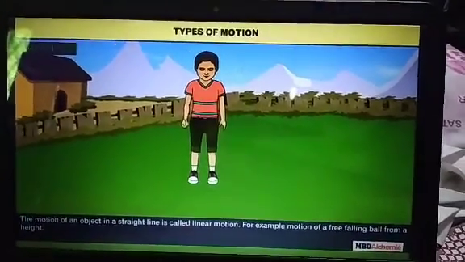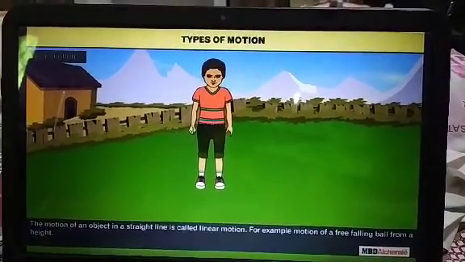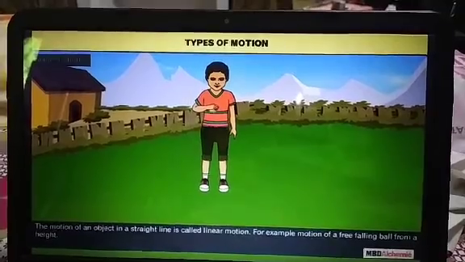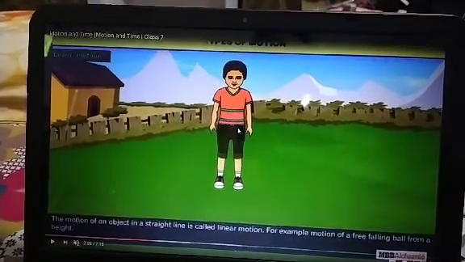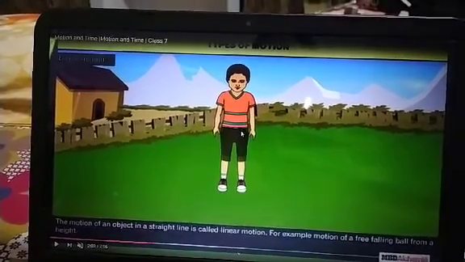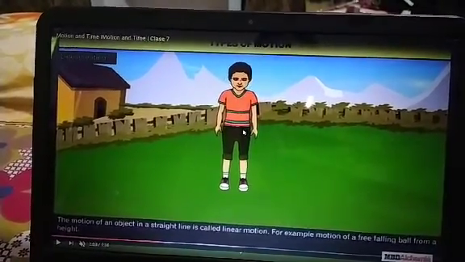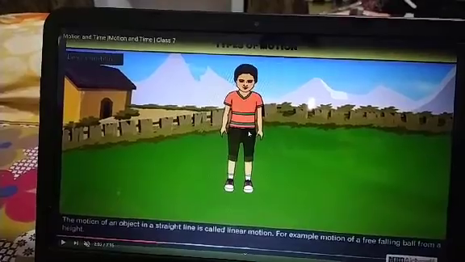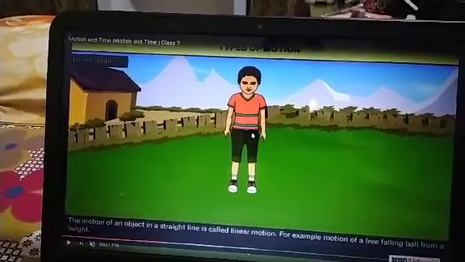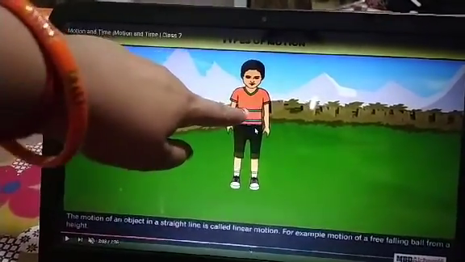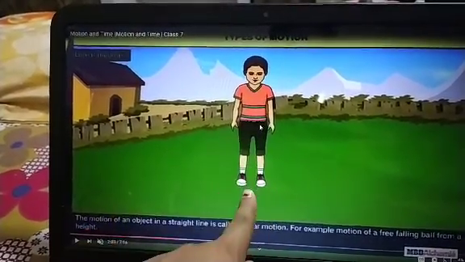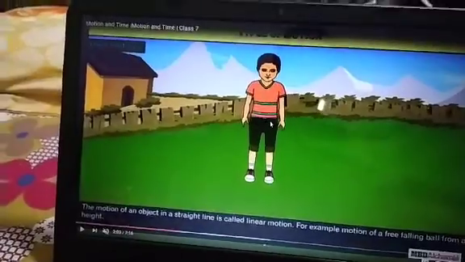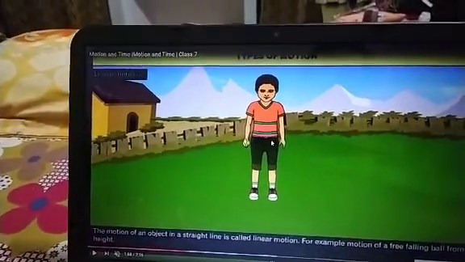Now just look at this boy and this ball, a freely falling ball. Have you seen it? This motion is also known as linear motion. When a ball falls freely from a particular height, एक height से एक ball नीचे गिरी in a straight line, that is known as linear motion. You can see it again.